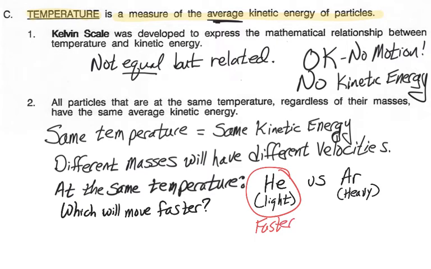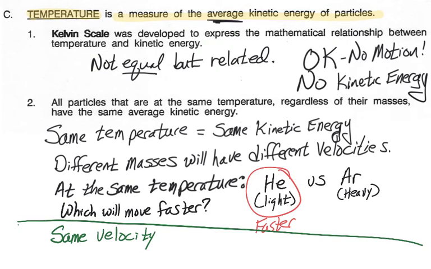And now let's go the other direction. Let's say that we have two things that have the same velocity. What does that tell you about its mass? What we know is if it's the same temperature and the same velocity, they must be the same mass. So all of those would be the same. Those two things would be equivalent.